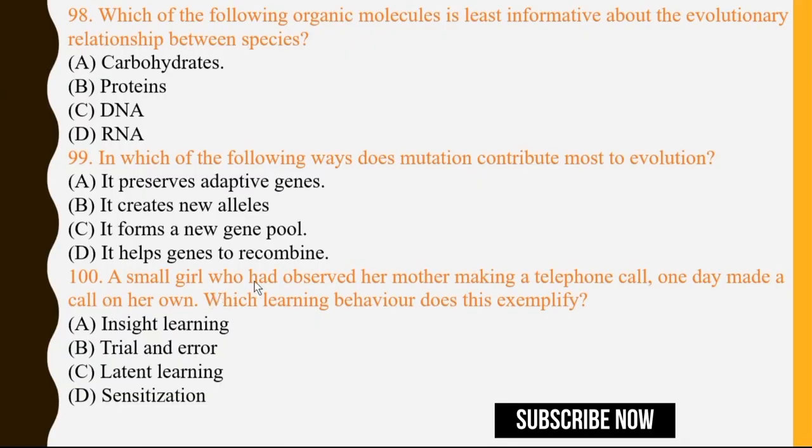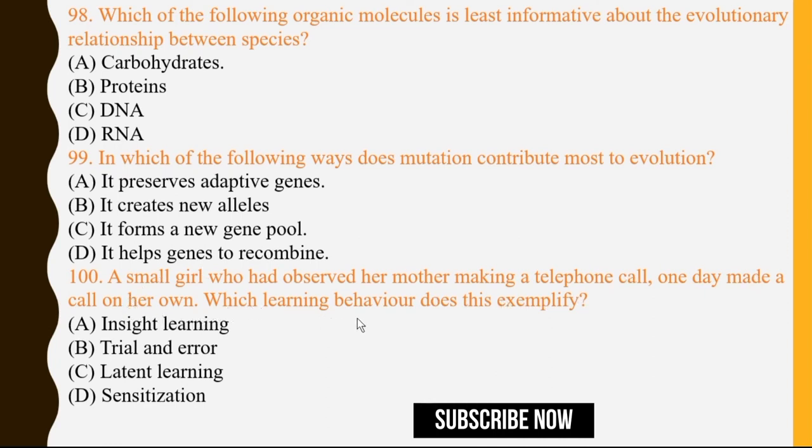A small girl who had observed her mother making a telephone call one day made a call on her own. Which learning behavior does this exemplify? A. Insight learning. B. Trial and error. C. Latent learning. D. Sensitization.